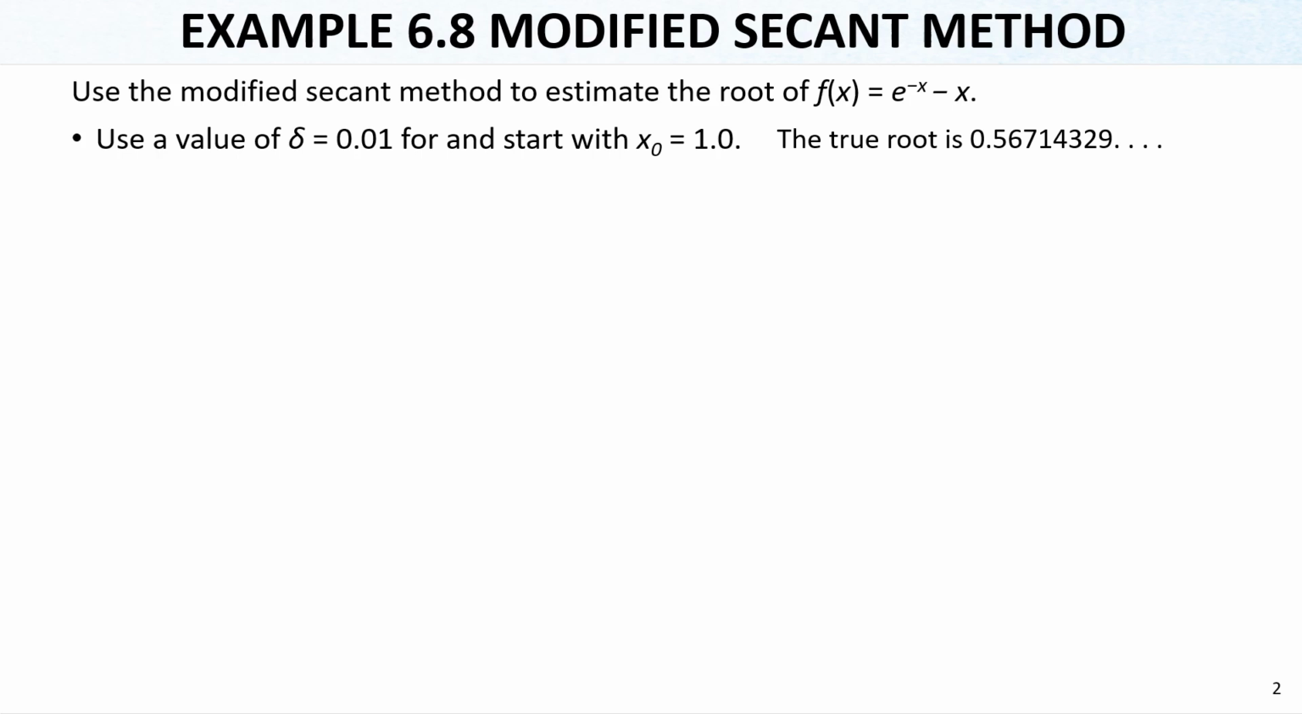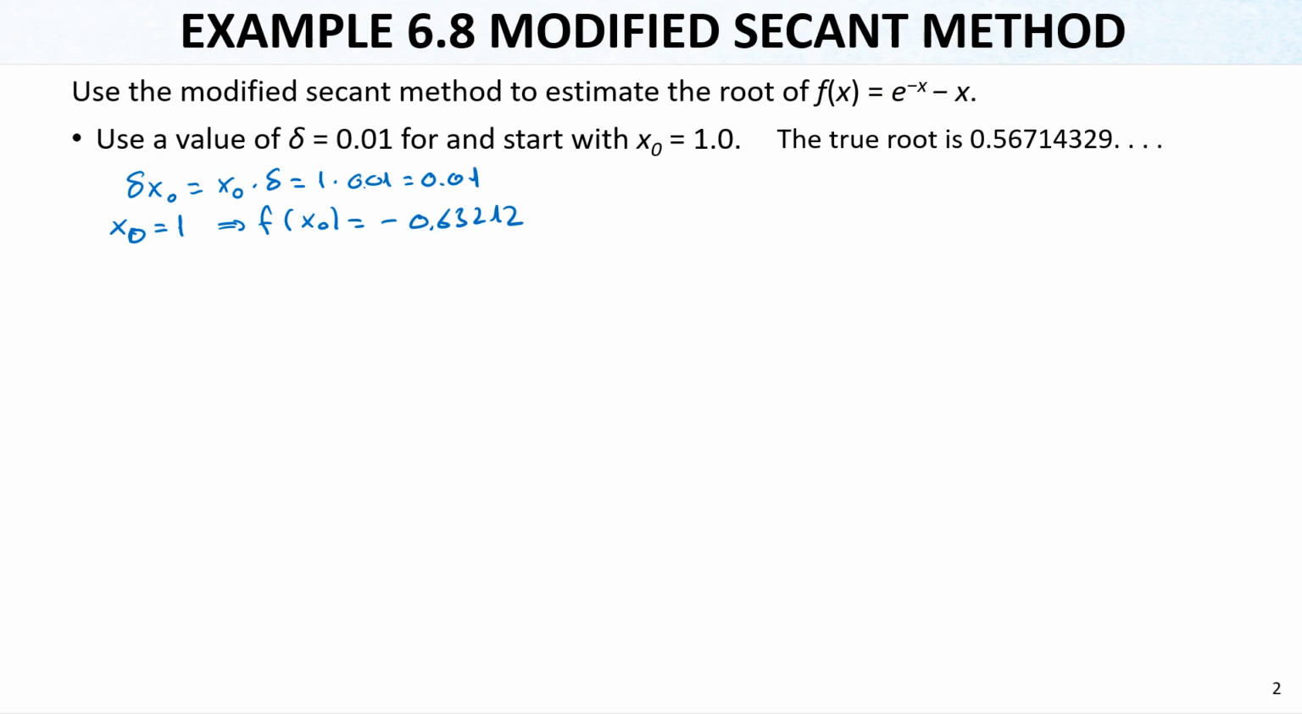Simply, we want to find a delta x0, which can be found by multiplying x0 by delta, which means 1 times 0.01 is equivalent to 0.01. Then now we can use x1. x0 is equivalent to 1, then the function value f(x0) is minus 0.63212. We simply substituted this value into here and found this value.